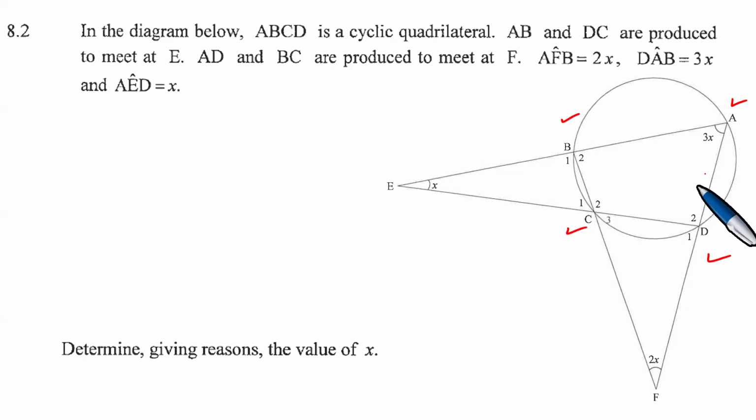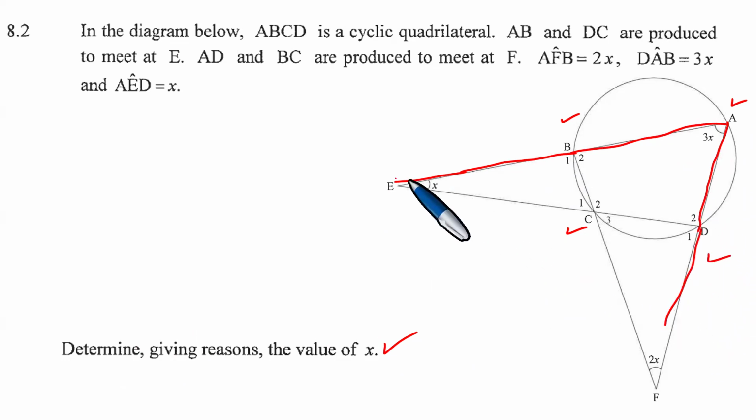Angle AFB is 2x and angle DAB is 3x. So obviously here we have DAB is 3x, and also the angle AED is x. But now, we want to calculate the value of x. So let's look at this triangle here. This triangle takes us back to grade 10.